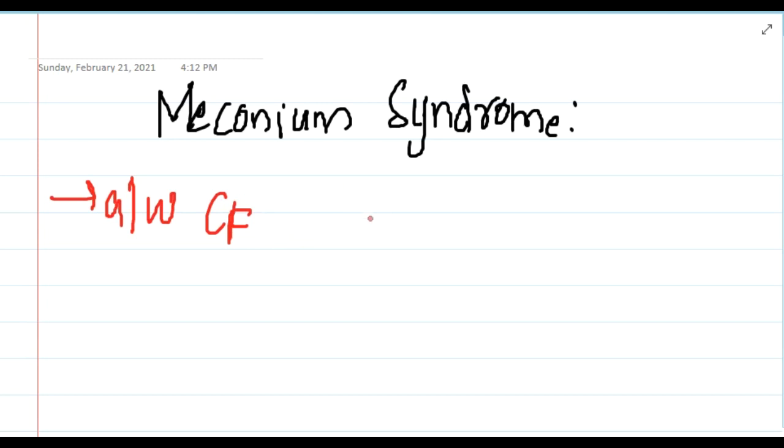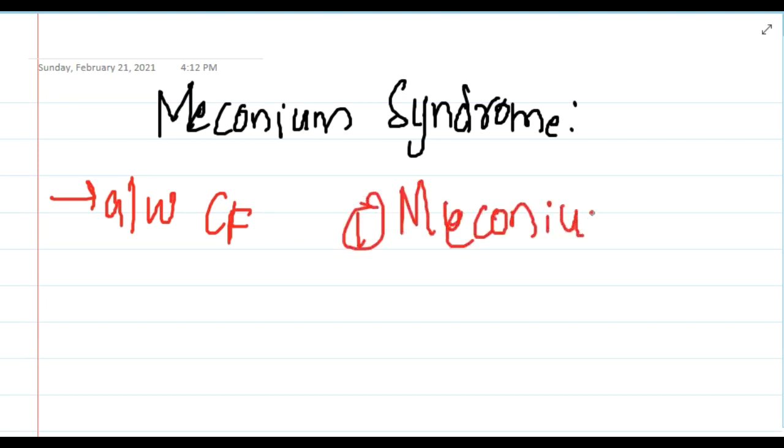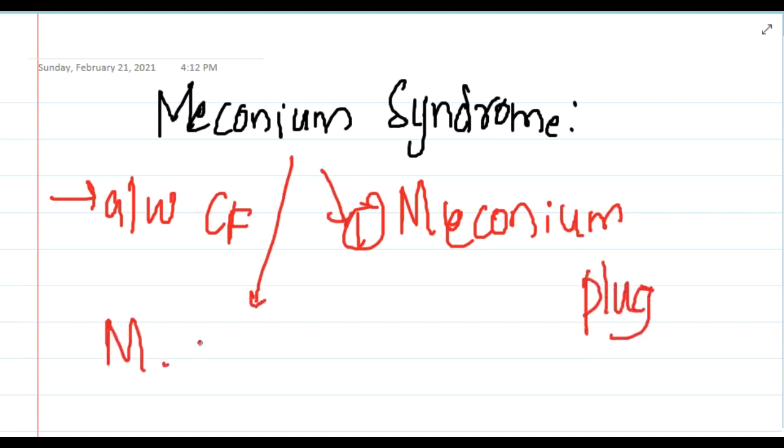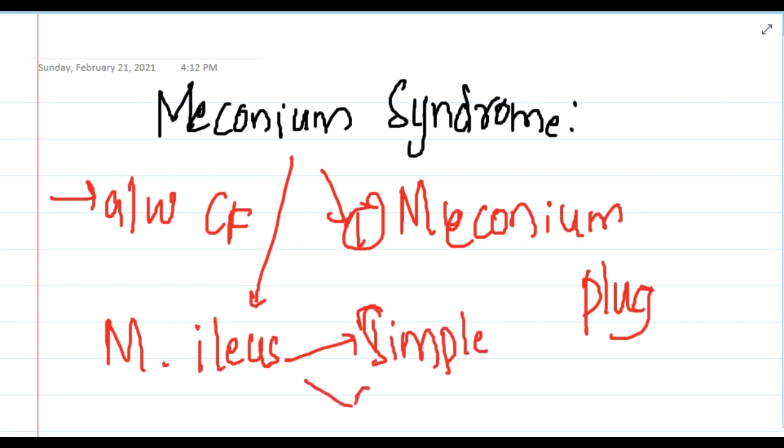So in Meconium syndrome, two main manifestations are seen. The first type is Meconium plug, and the second type is Meconium Ileus. This Meconium Ileus can be simple or it can be complicated. So first and foremost we will see Meconium plug.